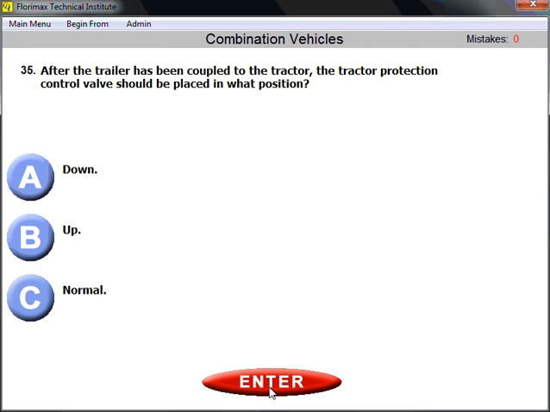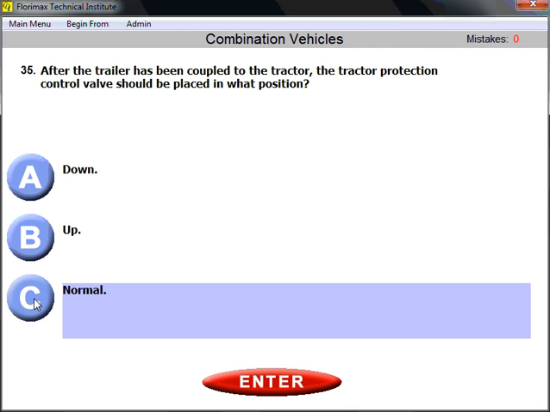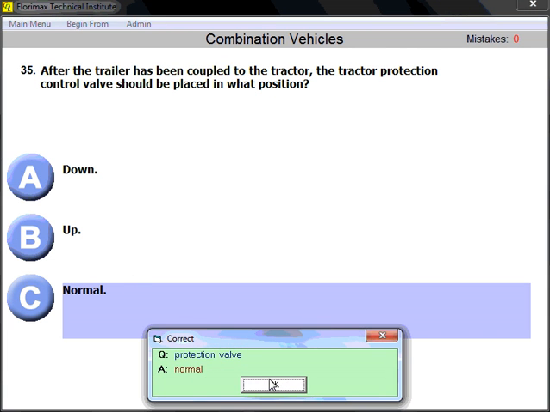Question number 35. After the trailer has been coupled to the tractor, the tractor protection control valve should be placed in what position? It should be placed in the normal position. Even if you don't know what it means, apply simple logic. After the trailer has been coupled, in what position might it be? Of course, normal, otherwise you wouldn't be able to drive away.